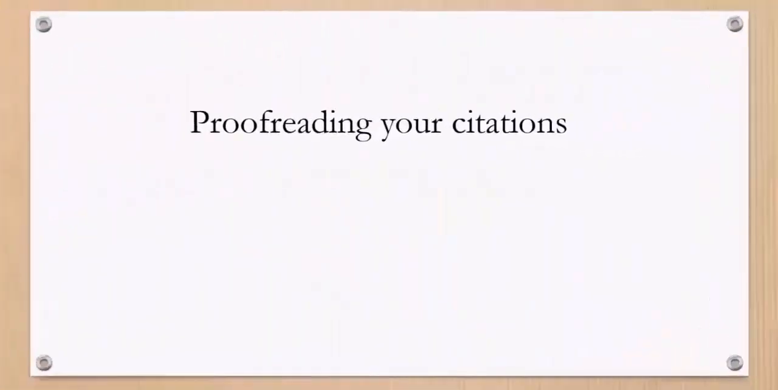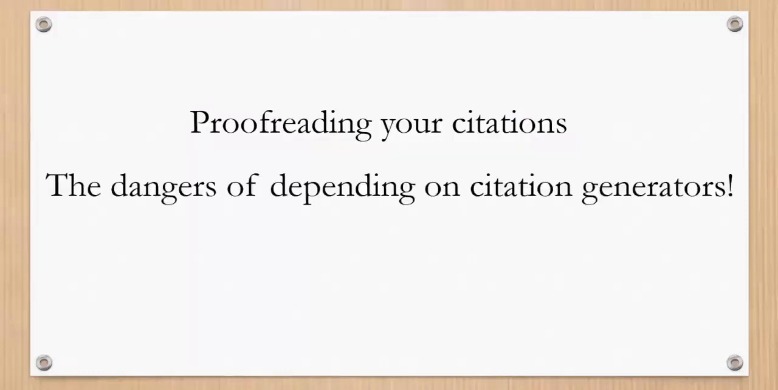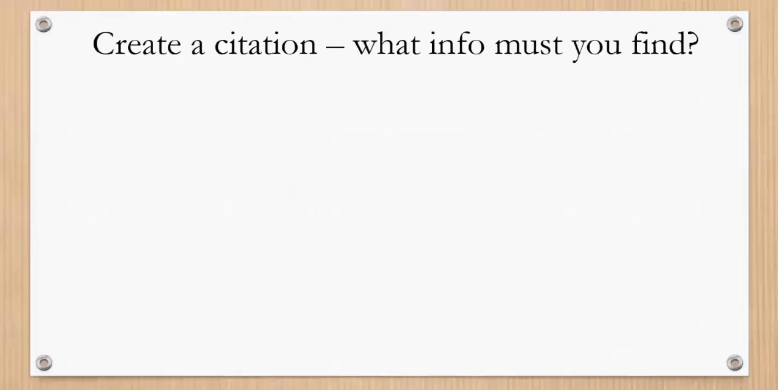In this video, we will talk about proofreading your citations for your research papers, and specifically, the dangers of depending on citation generators. First, let's review what information we need to properly cite a source. Regardless of the type of source, we will always need the author and the title of the source.